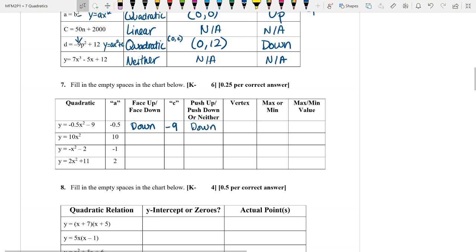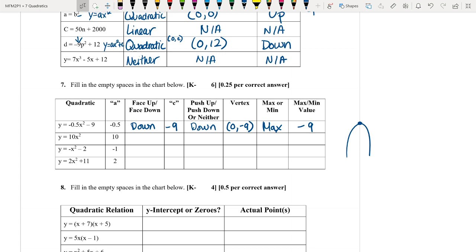All right. And then what is our vertex? This equation is in the form y equals ax squared plus c, and so our vertex is going to be 0, -9. When you have an equation y equals ax squared plus c, then the vertex is always 0, c. All right, and then max or min. So remember, this is facing down, which means it's going to have a max. And what is that max value going to be? It's going to be -9. Okay, that's going to be the highest y value.